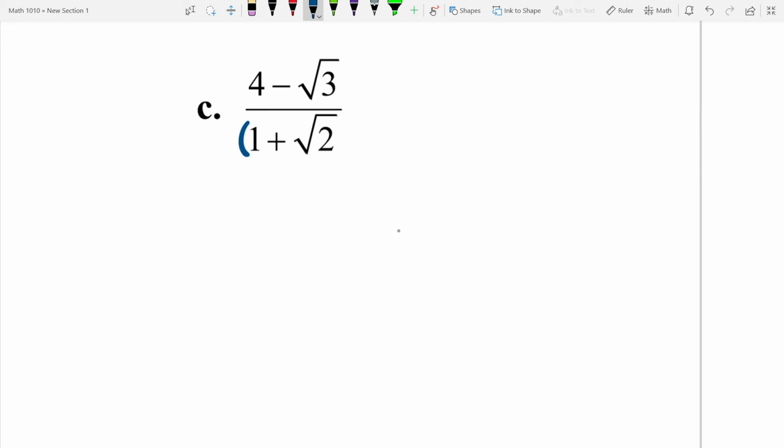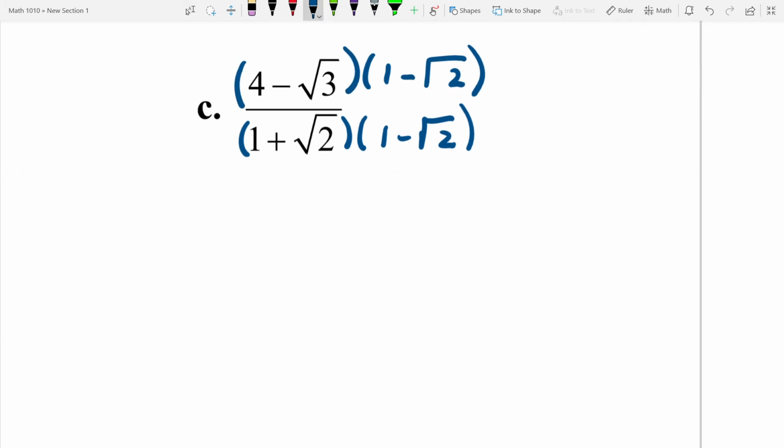The bottom is 2 terms, so I have to multiply by 2 terms. And it's the same. Some people make the bottom a negative and the top a positive. That's wrong. The signs have to be the same. So this is minus the square root of 2. Okay, add parentheses right there.